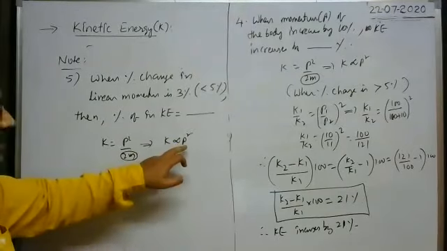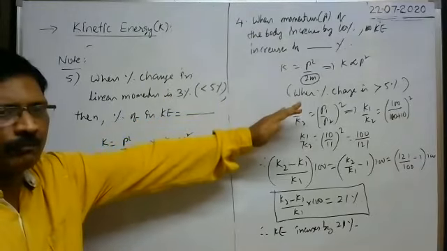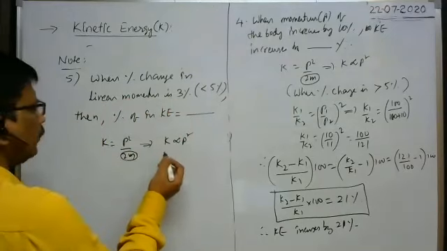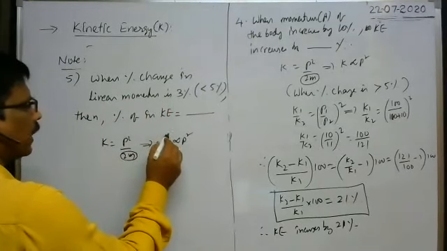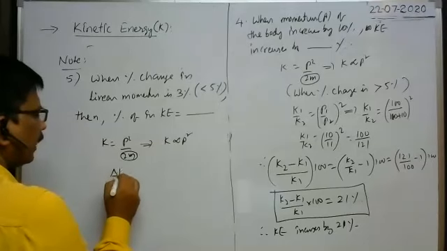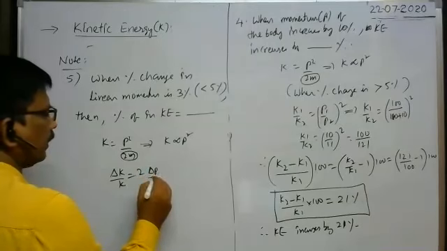Here, the percentage change in momentum is less than 5%. If it is greater than 5%, we have to follow like this. But it is less than 5%. In such case, you see, K power 1, K power 1 no. That's why 1 into delta K by K is equal to power 2 into delta P by P. In this way, we have to write.